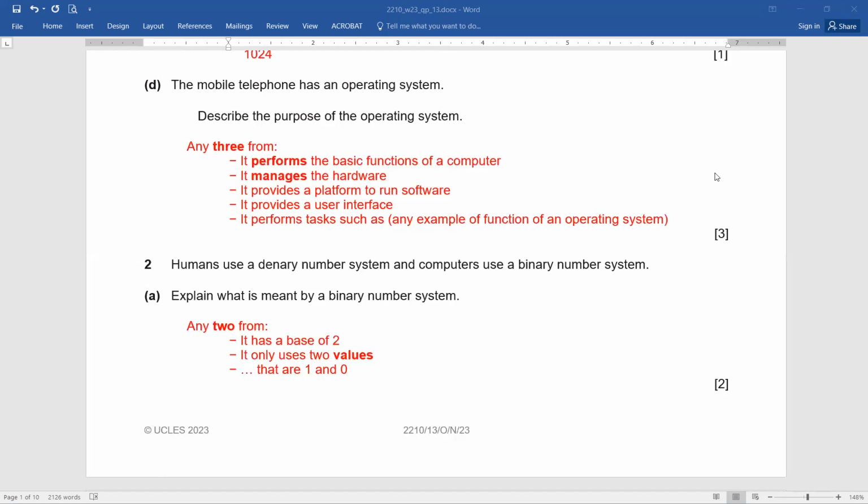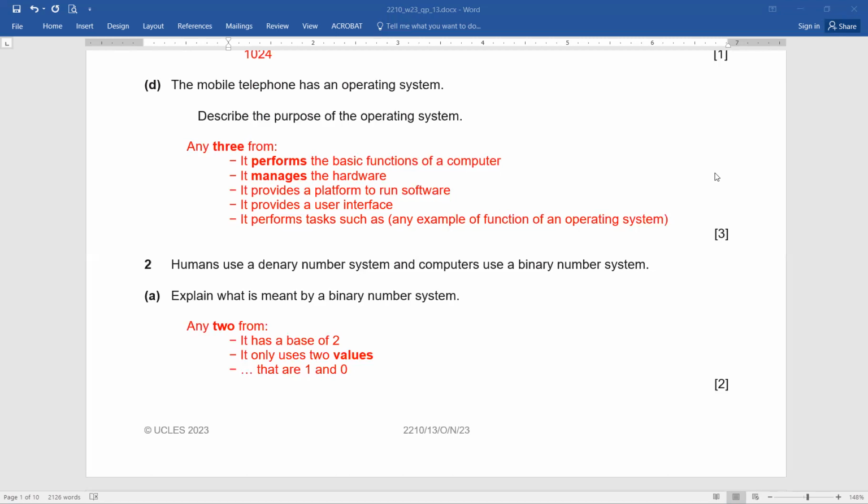It performs a basic function of a computer. It manages the hardware. It provides a platform to run software. It provides a user interface. It performs tasks such as an example of a function that you can see. It performs tasks like multitasking or anything that comes to your mind that is dealing with it is going to give you 3 out of 3. So whatever you have learned in the operating system topic, you can answer it and you are able to score very easily. Easy? Any questions?